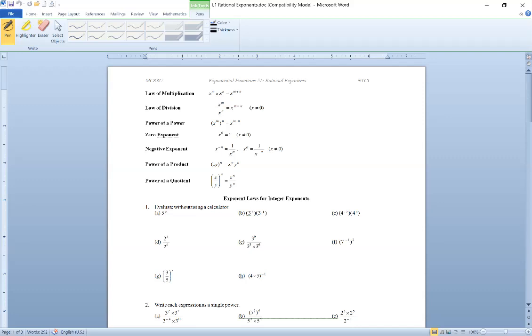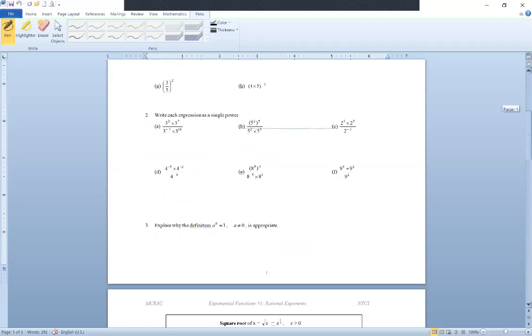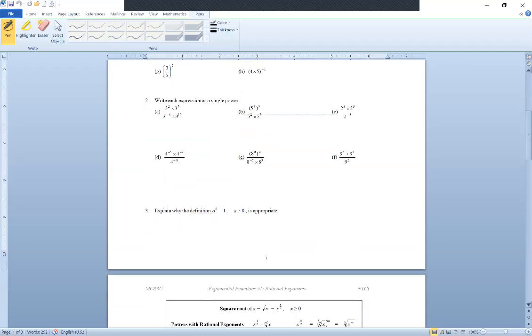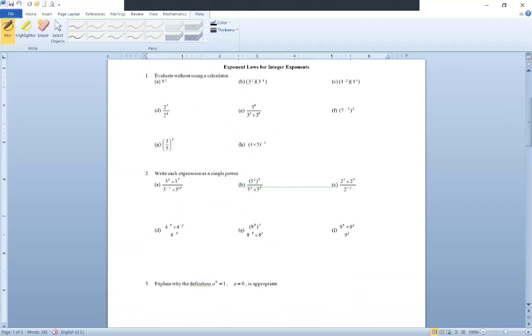So what we're going to be doing really quickly, hopefully you got a chance to look at some of these questions. Question number 1, evaluate without using a calculator. These are pretty straightforward. Let's just take a look at question E.